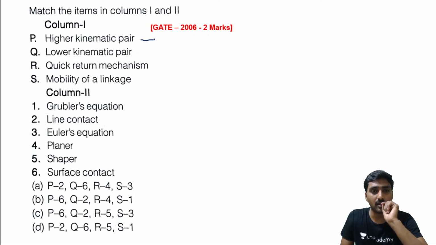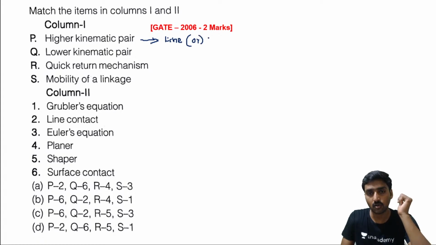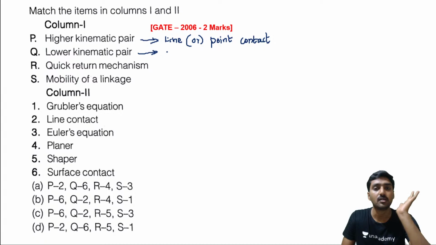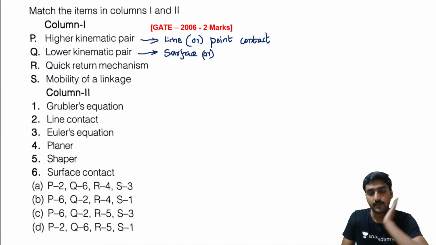Higher kinematic pair, from the definition easily we can strike line or point contact. Line or point contact, it is in higher pair. Lower kinematic pair, lower pair, immediately it strikes surface or area contact. Surface or area contact.